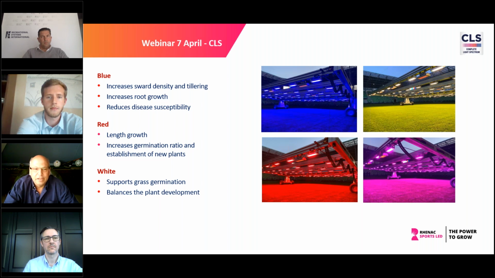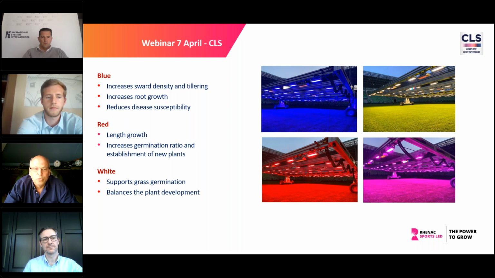Whilst the red light predominantly is active to create length growth of the plant, which is nice if you have an event upcoming and you want to create more biomass and a better visual performance. But it doesn't necessarily give you the strength that a football pitch needs for play.